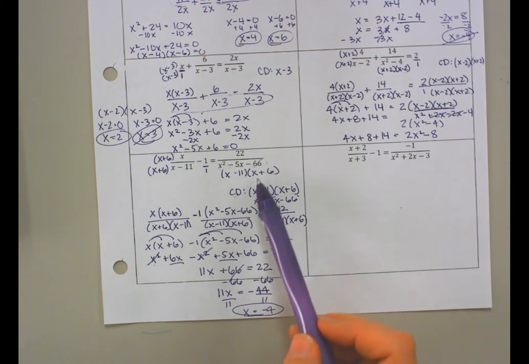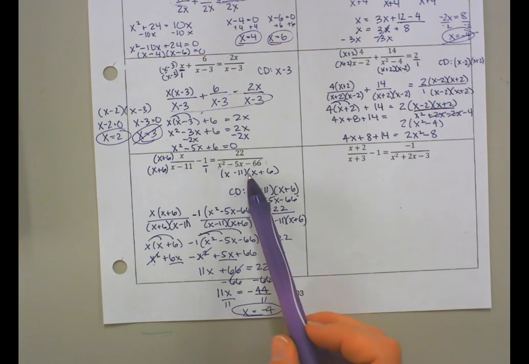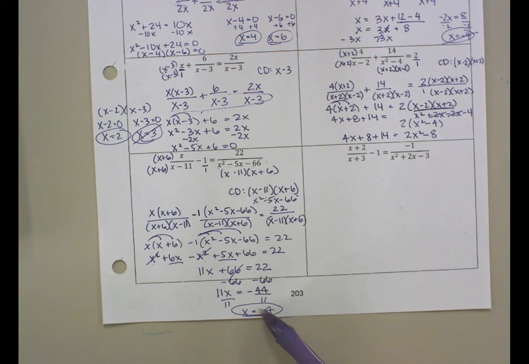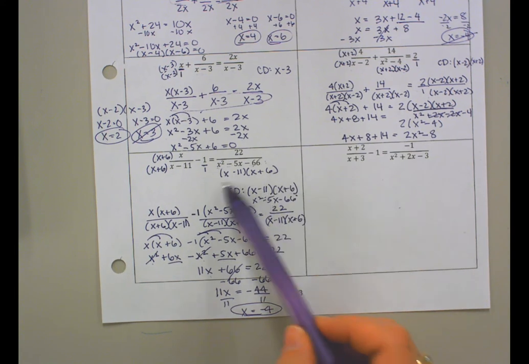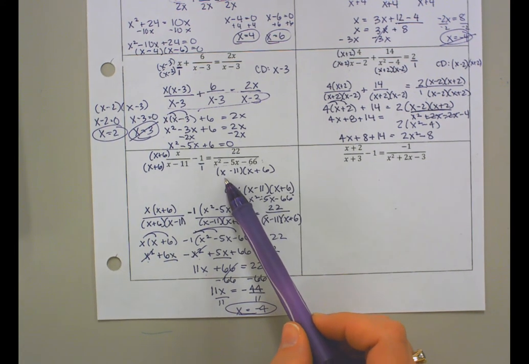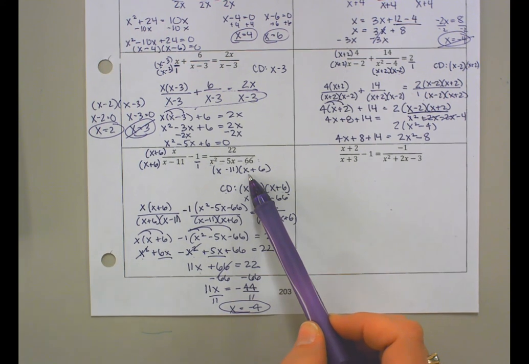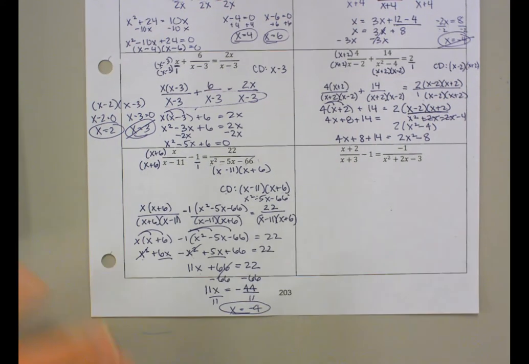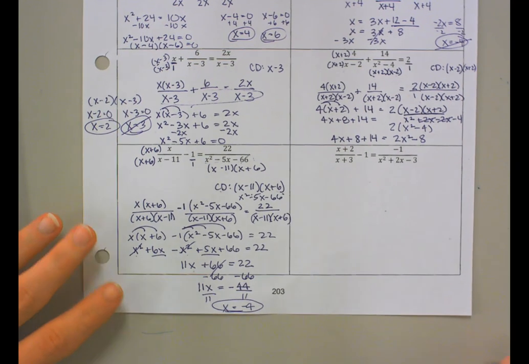And then if I look here, because my factors are x minus 11 and x plus 6, I know a negative 4 is not going to make one of those 0. The only two numbers I'm really concerned about here would be if I got a positive 11 or a negative 6. Those two would make a denominator of 0, so negative 4 is completely fine.